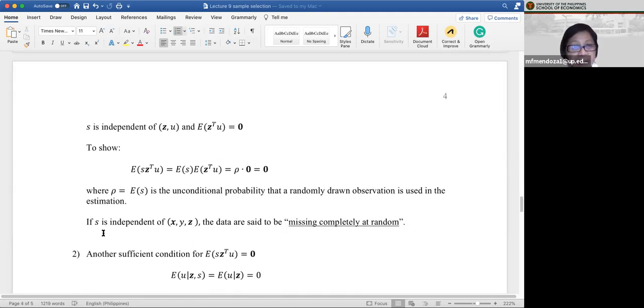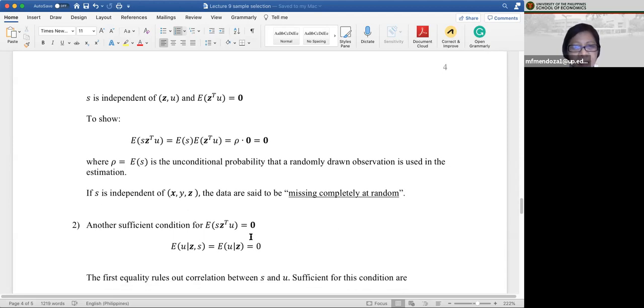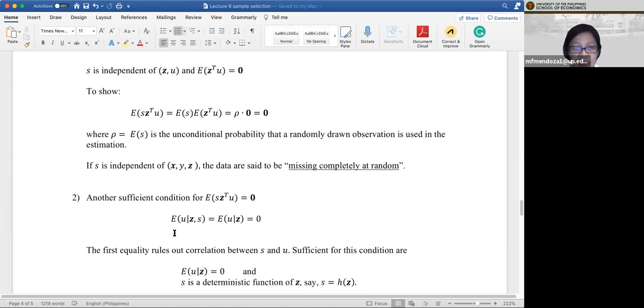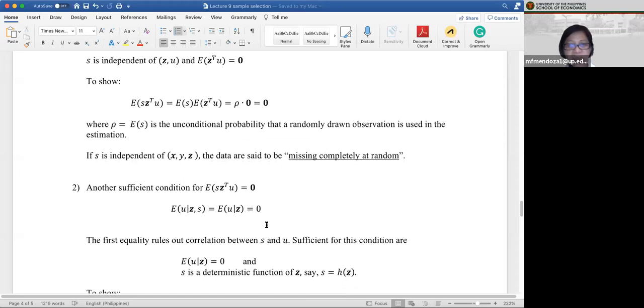Okay. If S is independent of X, Y, Z, the data are said to be missing completely at random. I mentioned that earlier, I think. Now let's look at another sufficient condition for this expectation to hold. Another sufficient condition is that the conditional expectation of U given Z and S is equal to the conditional expectation of U given Z, and that is equal to 0.